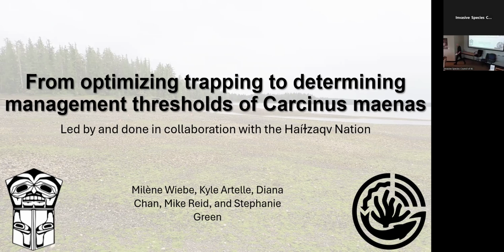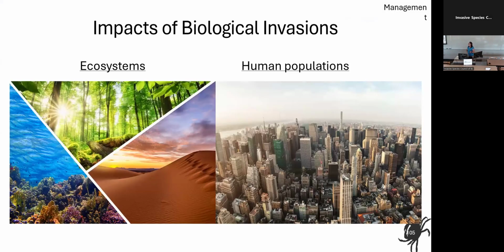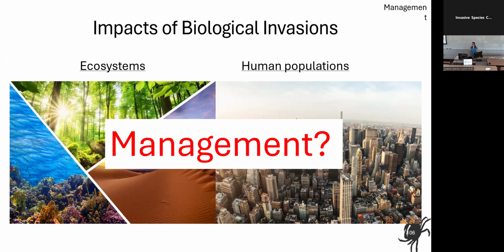Thank you. Little did you know that there's a pop quiz after this on green crabs, so take notes. There's been a lot of discussion about green crabs, so I'm gonna go quickly through my introduction. As we work with invasive species, we know that there are a lot of impacts, not only to ecosystems, but also to human populations. Due to these impacts, often a question is, well, how do we manage them? How do we mitigate these impacts?